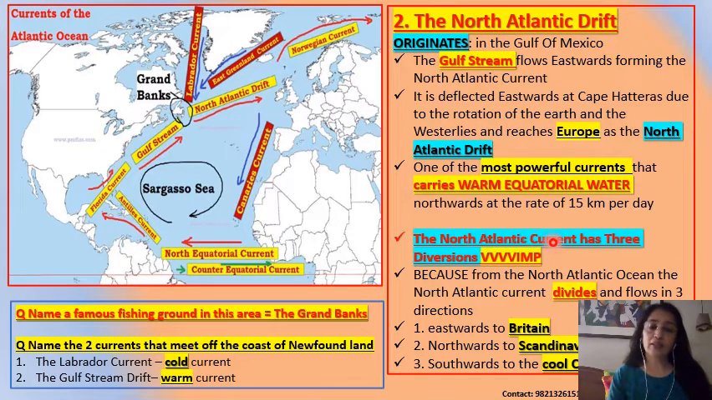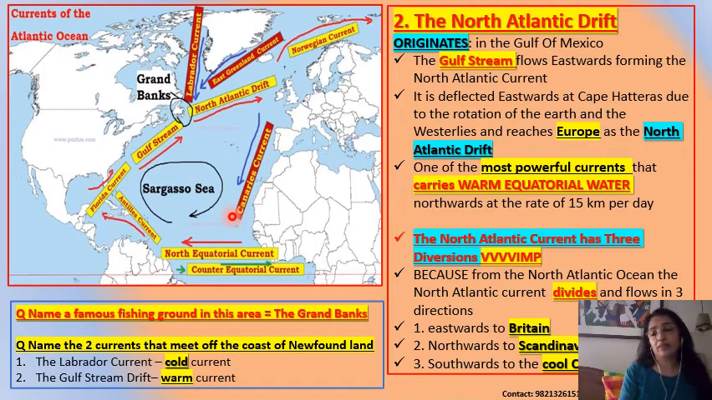So the North Atlantic current or the North Atlantic drift has 3 diversions. Why? Because from the North Atlantic Ocean, the North Atlantic drift divides and flows in 3 directions. Now learn this. What are the 3 directions? Can you see? Britain is here. It flows eastwards to Britain. It flows northwards to Scandinavia, the Scandinavian countries, and it flows southward to the cool Canary Islands. It is called the Canaries current.